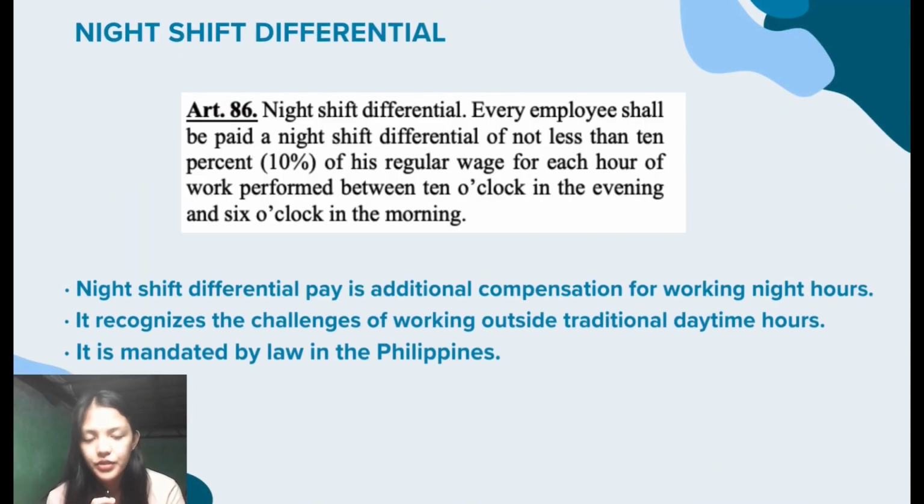So what is night shift differential pay? According to Article 86 of the Labor Code of the Philippines, every employee shall be paid a night shift differential of not less than 10% of his regular wage for each hour of work performed between 10 o'clock in the evening and 6 o'clock in the morning. It is an additional compensation for working night hours, and it also recognizes the challenges of working outside traditional daytime hours. It is mandated by law in the Philippines.